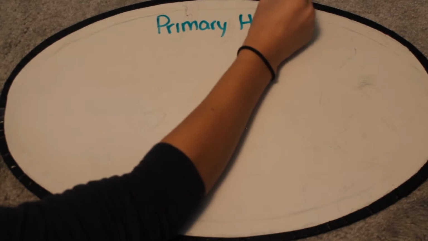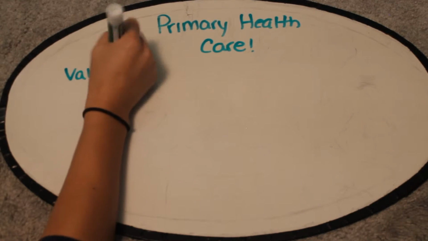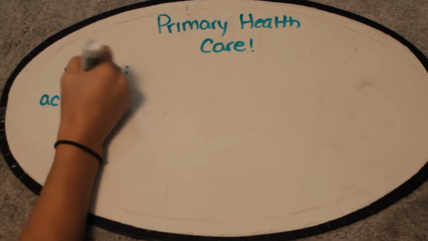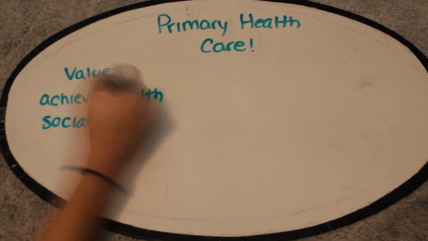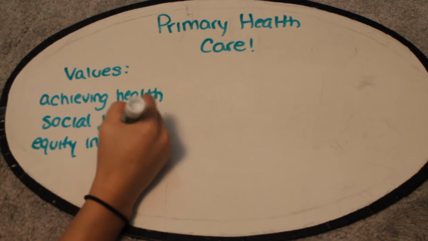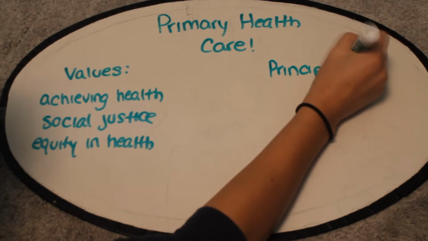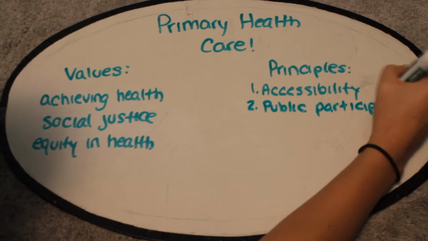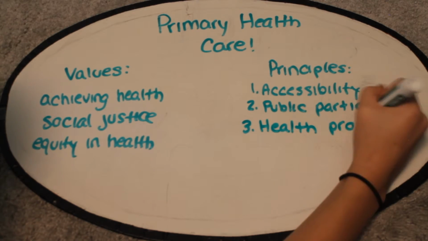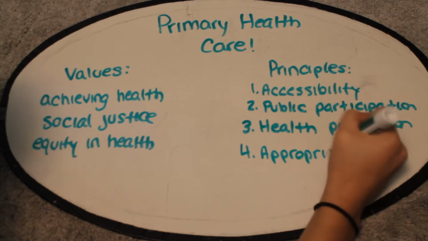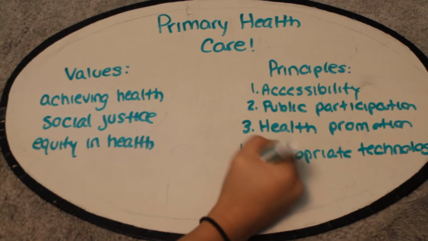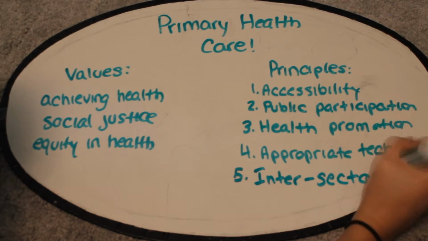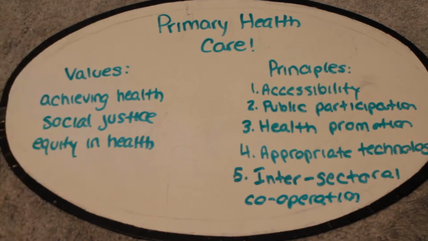Another major component of health is primary health care. Primary health care differs from primary care in that it goes beyond just the healthcare sector and is more focused on the community. Primary health care values are achieving health for all, social justice, and equity in health. To uphold these values, primary health care has 5 principles: accessibility, public participation, health promotion, appropriate technology, and intersectoral cooperation.